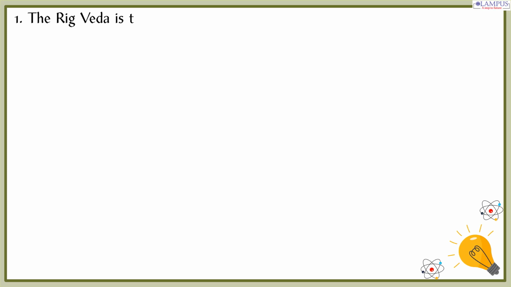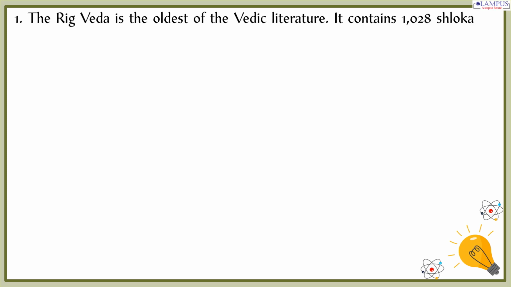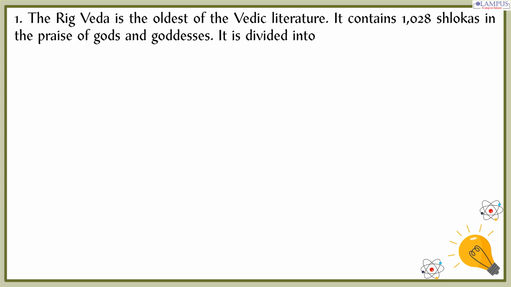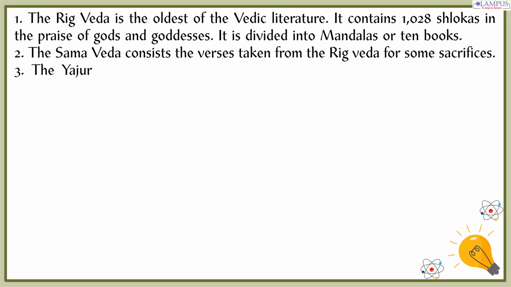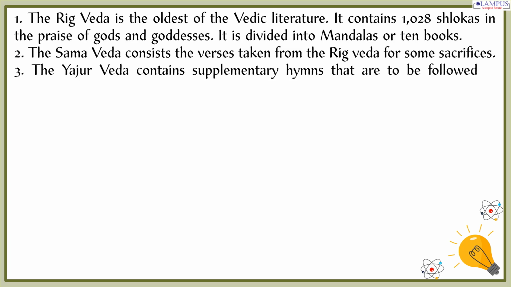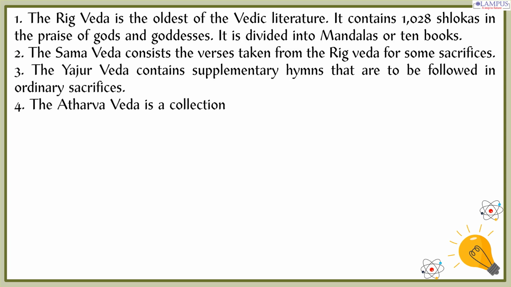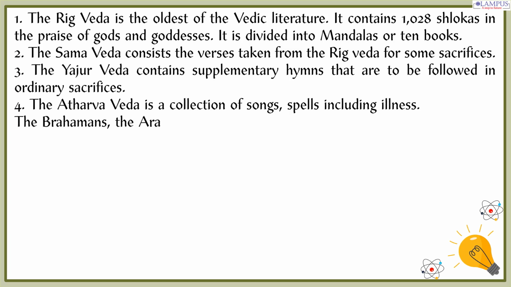1. The Rig Veda is the oldest of the Vedic literature. It contains 1028 shlokas in praise of gods and goddesses. It is divided into mandalas or 10 books. 2. The Sama Veda consists of verses taken from the Rig Veda for some sacrifices. 3. The Yajur Veda contains supplementary hymns that are to be followed in ordinary sacrifices. 4. The Atharva Veda is a collection of songs and spells, including for illness.